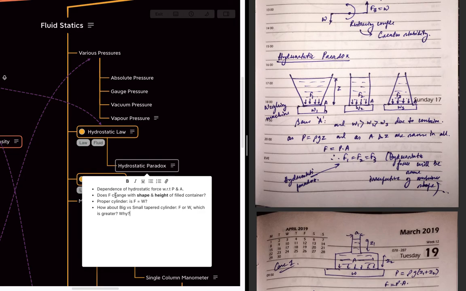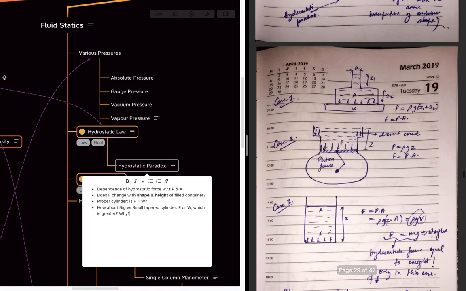Does force change with respect to the shape and height of the filled container? Yes for the height, no for the shape, because z is one of the parameters to find the pressure. For a proper container, F is equal to W, we will see that. There are some cases in which we have a container like this. What is the pressure here? The pressure is rho g (z1 plus z2). It doesn't depend on the cross section, just on the height. So we will get the hydrostatic force for this case.